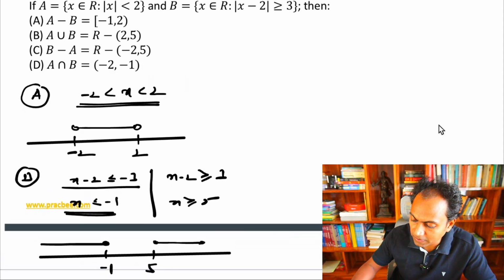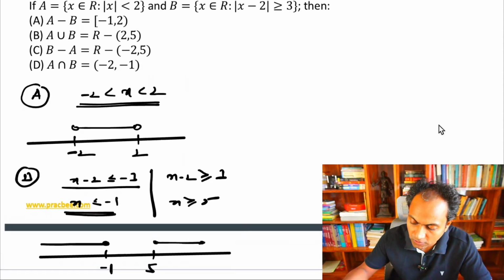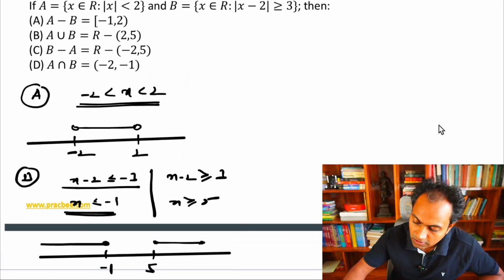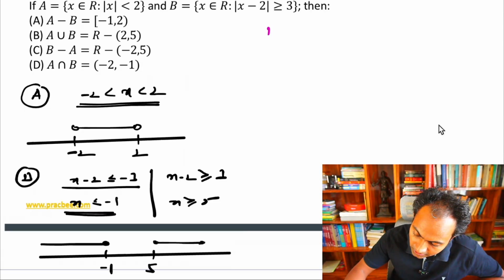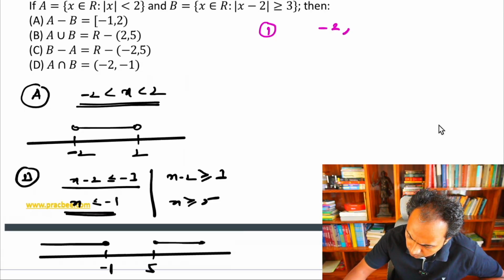So in the third part, what they are saying is you need to check which of these options is true. So let us check the options. If I want to check option A, the first option, A minus B, if I find it from the A set, if I subtract the B set, you can see what will remain. Minus 2 to minus 1 will go away and you will have minus 1 to 2. This value we will have, where 2 is obviously not included and minus 1 is also not included.